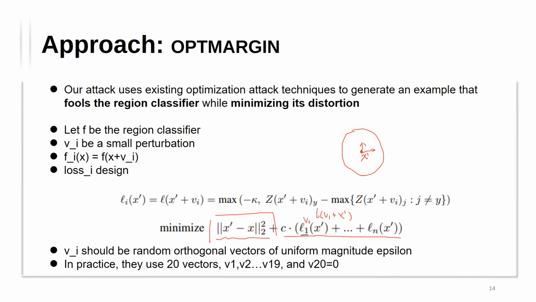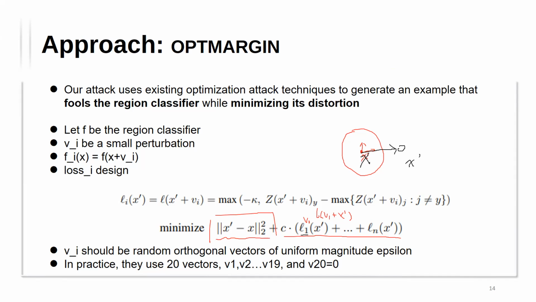But let me think about it. These directions, we add them all together. So x prime was supposed to be an adversarial sample, right? I see something weird here. For the region classifier, when we put in the adversarial sample x prime near x, the point is that we need to generate x prime. So let's say this is x, and somehow we need to start with x and get x prime to go here, right?